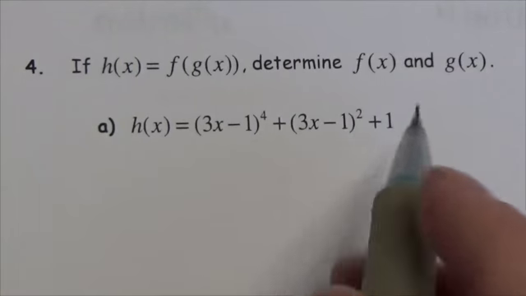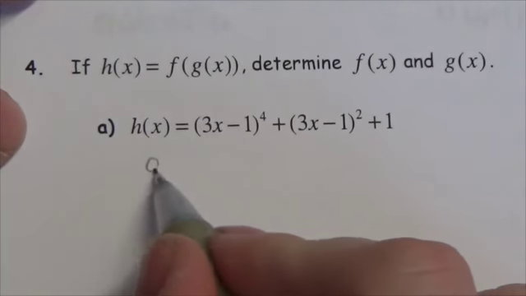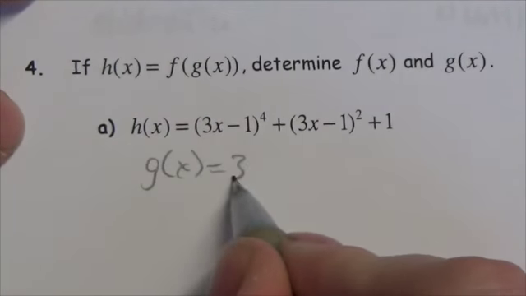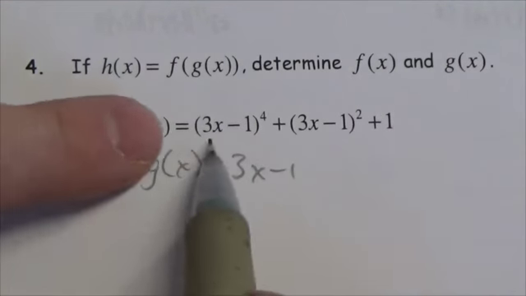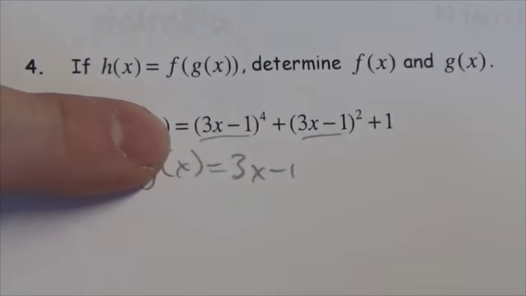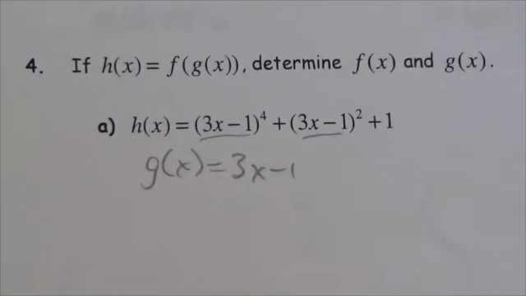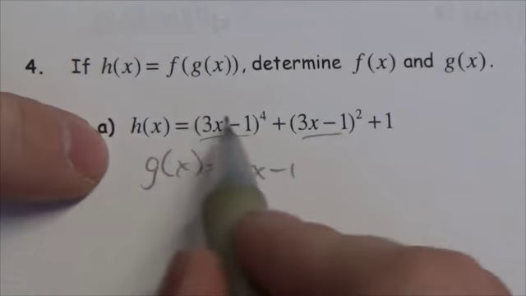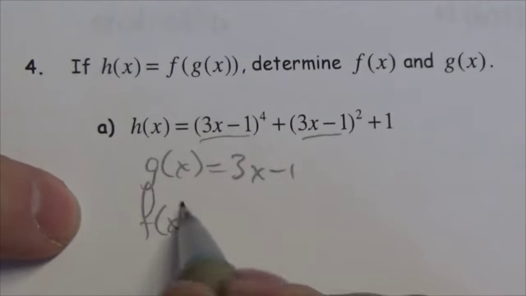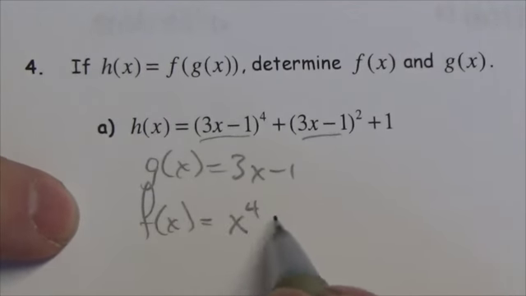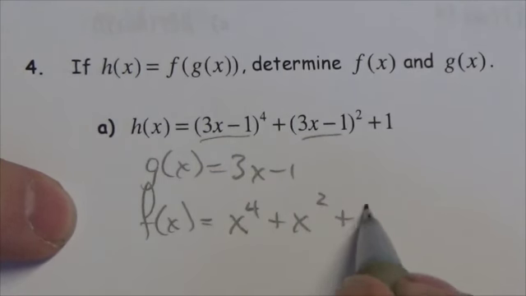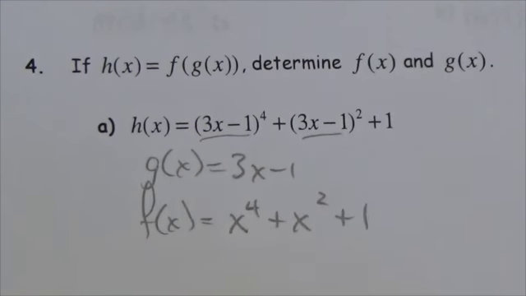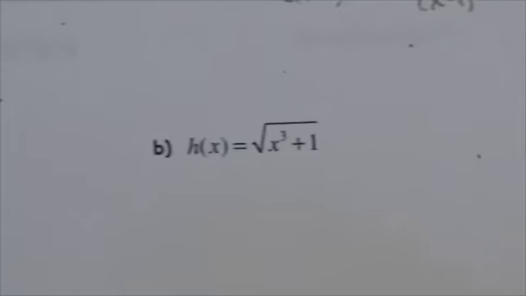Now just take a quick look at this. I think it's probably clear here that g of x is very likely 3x minus 1. That particular expression is repeated. So you could think of it as this must be where the x was, this is where the x was, and then g is taking its place, which means f of x is very likely x to the 4th plus x squared plus 1. I think that's the most straightforward reading of this particular question. But compare that with this next one.